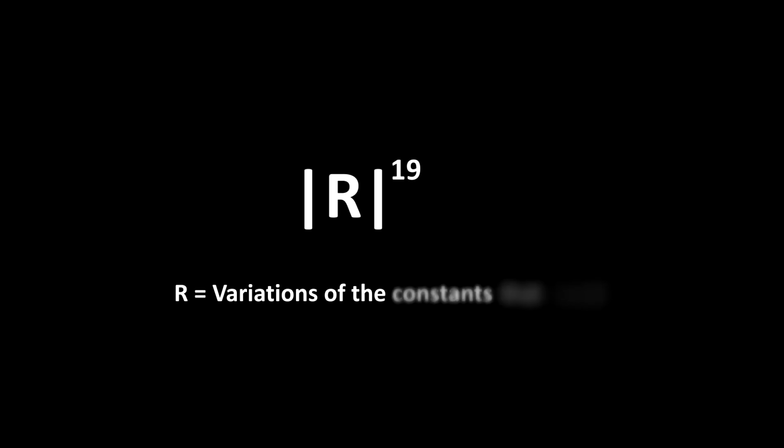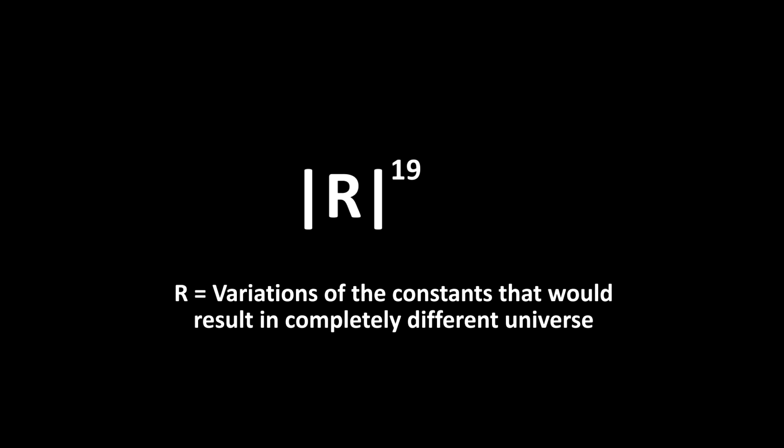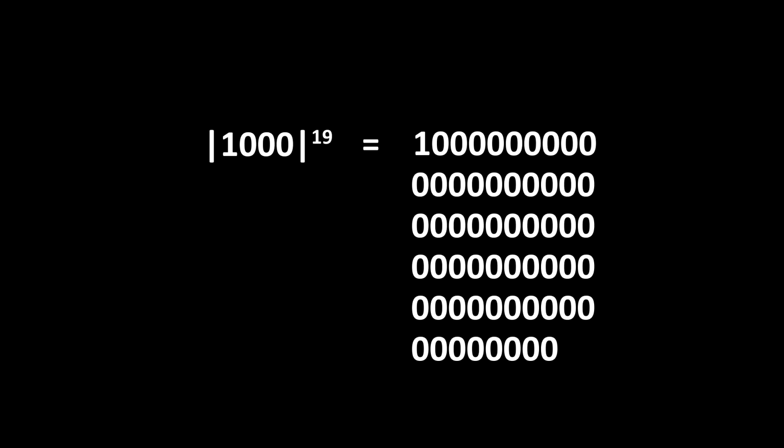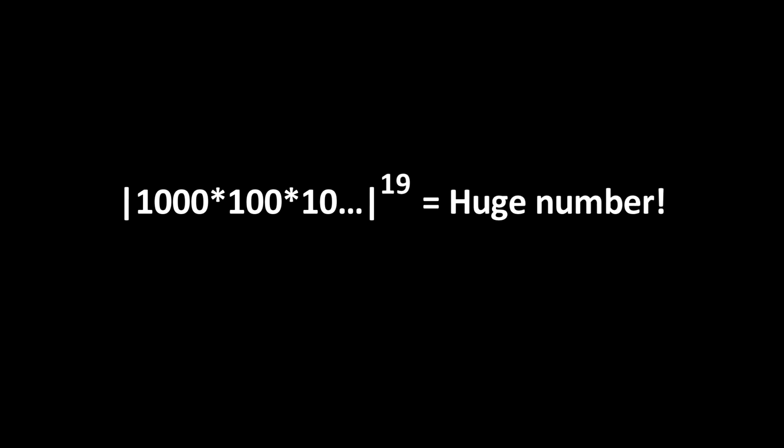Potentially, you could have a set of universes that was something like this number. The R represents the variations of the numbers that would make a different universe. This could be a very large number depending on the magnitude of the change that could cause a completely different universe, because some of these numbers only have to be different by 1 in 1,000 parts or more. So for example, 1,000 to the 19th power is a huge number. Added together, these numbers may indicate a truly mind-bogglingly large number of different universes.